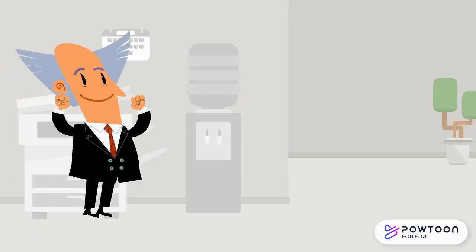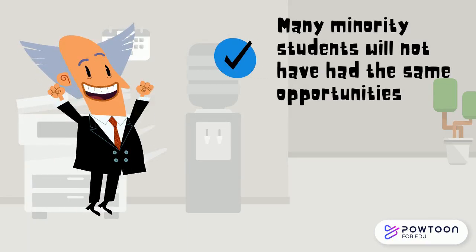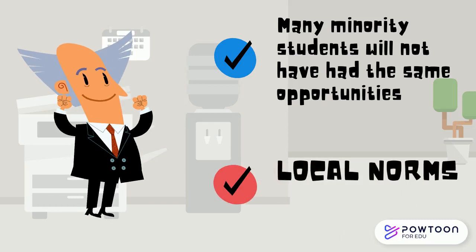A super important contribution by noting that many minority and high poverty students won't have had the same opportunities as others. He recommends using local norms, which is comparing students to others who have similar backgrounds and have had similar opportunities to learn, to find gifted students.